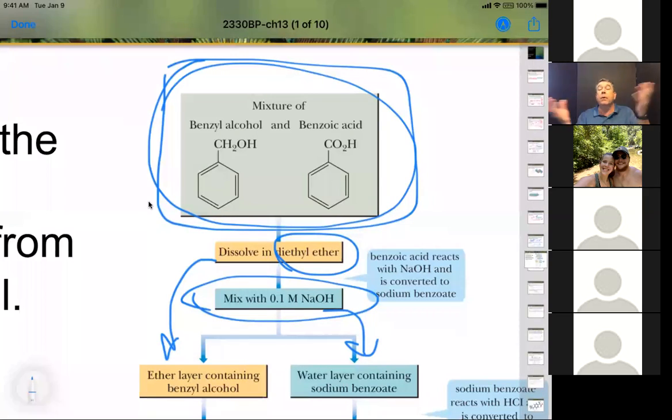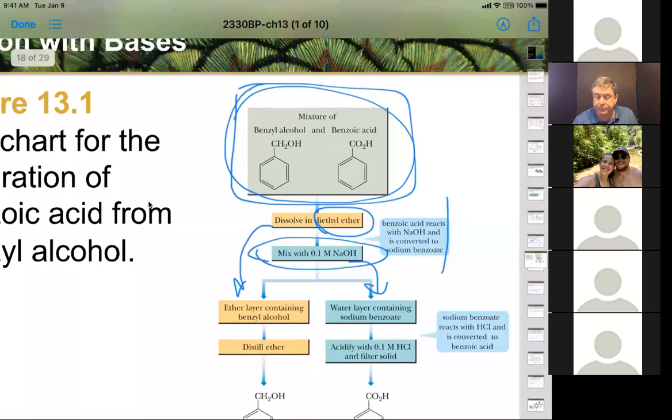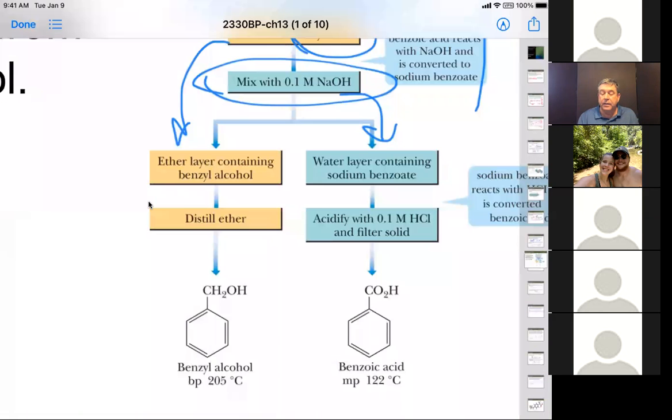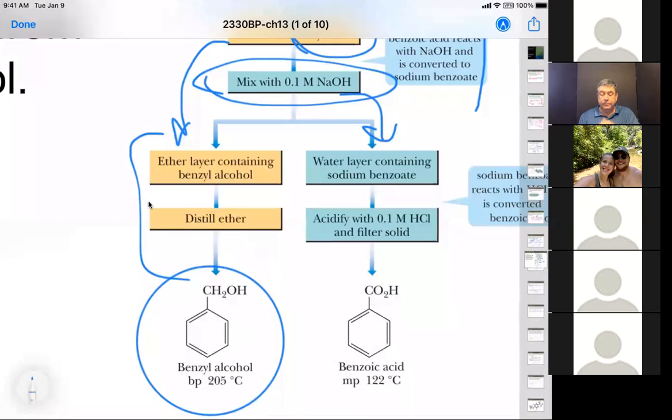So instead of throwing them out and turning them to waste, we've actually been able to separate them by their chemical properties. And then all we have to do to isolate these is, in the case of the non-deprotonated system, we just have to evaporate off the ether and we get our benzyl alcohol out by itself.